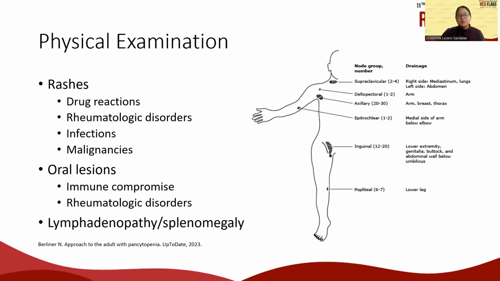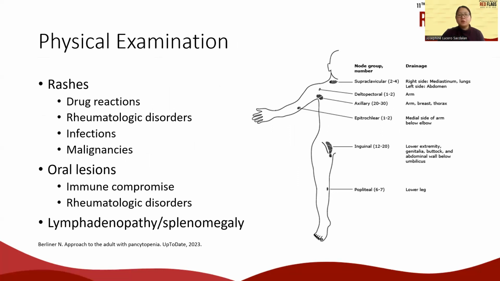The physical examination tells us a lot about the clinical stability of the patient, but they can also reveal presence of rashes, oral lesions, lymphadenopathy, and splenomegaly. Rashes can tell us about any drug reactions or any ongoing rheumatologic disorders, or those that are specific to certain infections. Some oral lesions may also indicate immune compromise or other rheumatologic disorders.